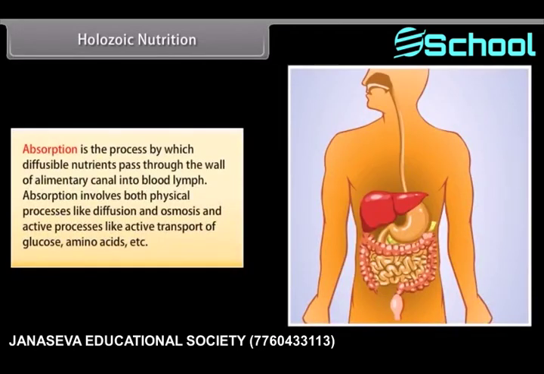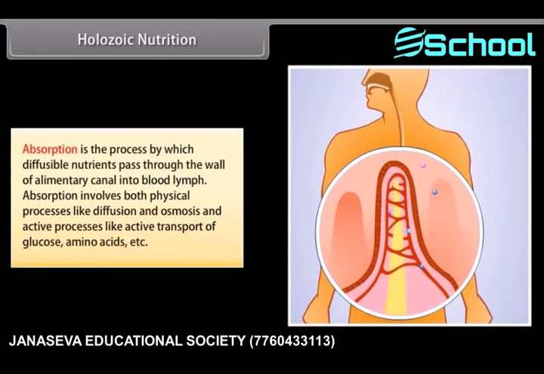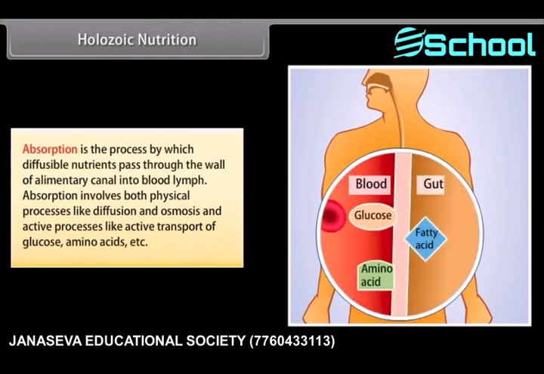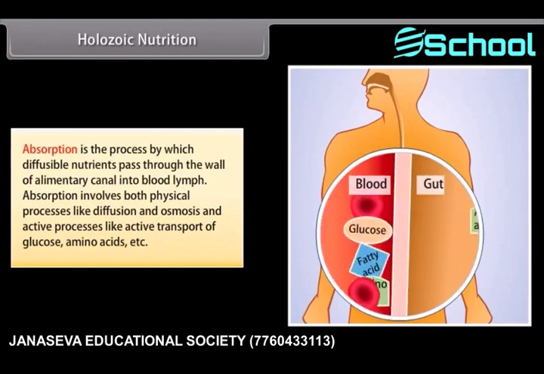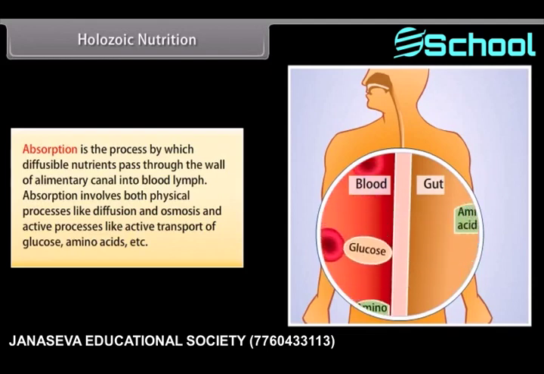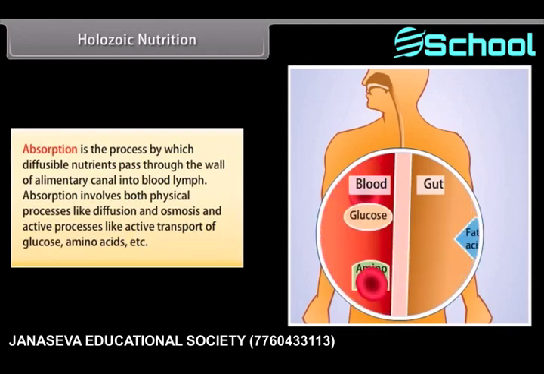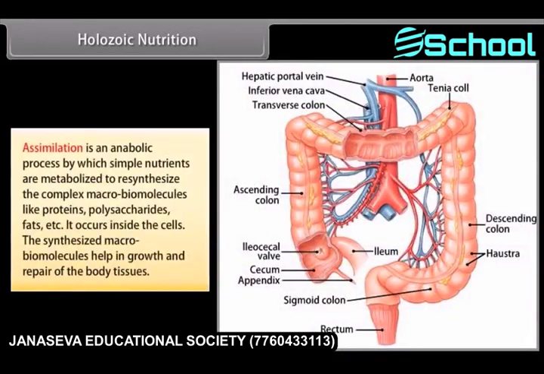Absorption is the process by which diffusible nutrients pass through the wall of alimentary canal into blood-lymph. Absorption involves both physical processes like diffusion and osmosis and active processes like active transport of glucose, amino acids, etc. Assimilation is an anabolic process by which simple nutrients are metabolized to resynthesize the complex macrobiomolecules like proteins, polysaccharides, fats, etc. It occurs inside the cells. The synthesized macrobiomolecules help in growth and repair of the body tissues.